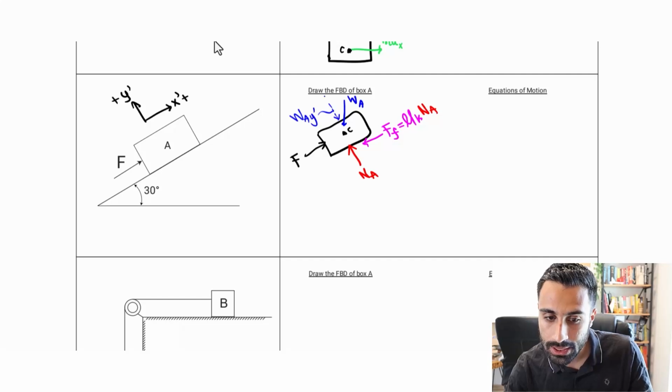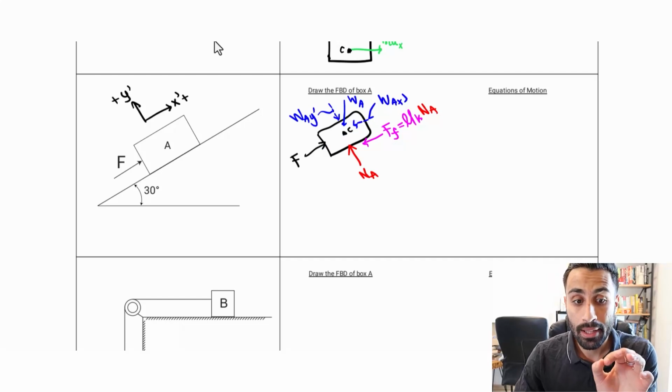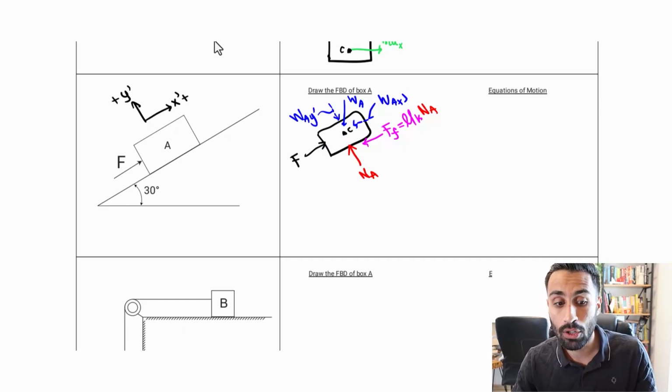This is in the y prime direction this way. It's actually negative because it goes down that way. And this will be W_A x prime, so that would be negative going that way. Now, with all that said, note this is the angle theta.